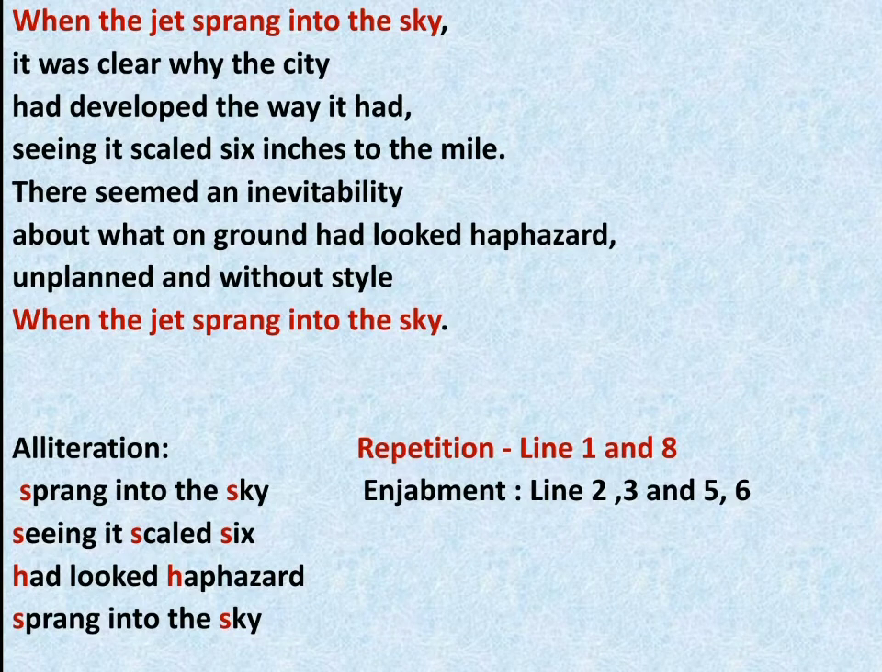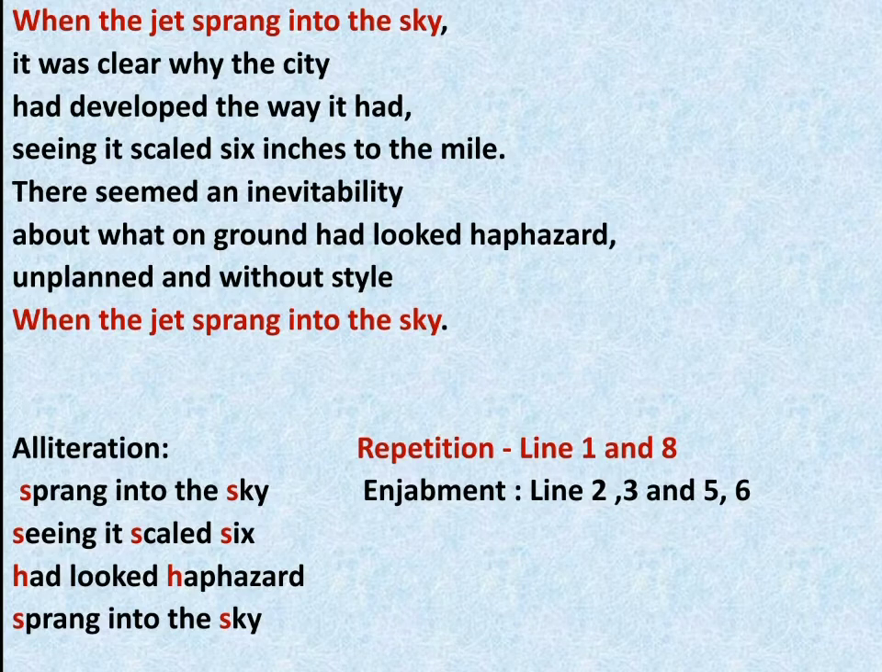First we'll go with alliteration. So what is alliteration? It is the occurrence of the same letter or sound at the beginning of adjacent or closely connected words. So we'll see the sound at the beginning of words which are closely connected to each other, right? Now see the first line: when the jet sprang into the sky. So sprang, sky, the s sound, right? Now see the fourth line: seeing it scale 6 inches to the mile. So seeing, scale, 6, the s sound at the beginning of the word, right?